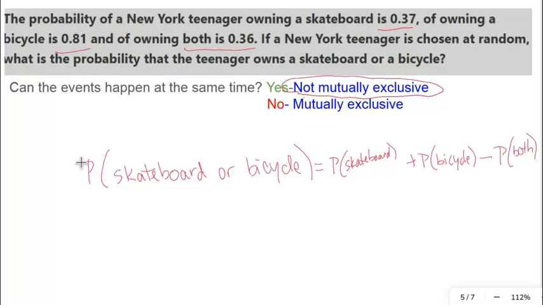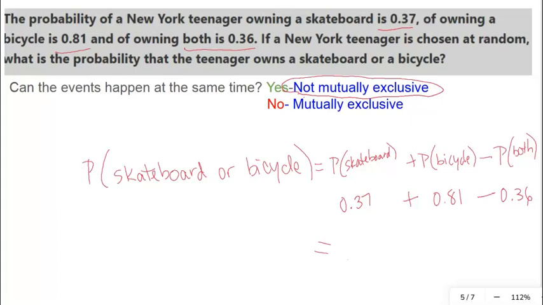And so this is one where we'd have to use the information given because we can't just logically think about this. So the probability of owning a skateboard is 0.37. Owning a bicycle is 0.81. And owning both is 0.36. So if we calculate all of these, I'm going to go ahead and use a calculator. We get 0.37 plus 0.81 minus 0.36.